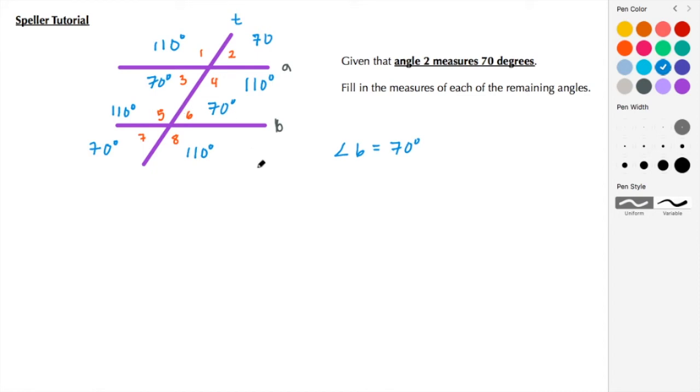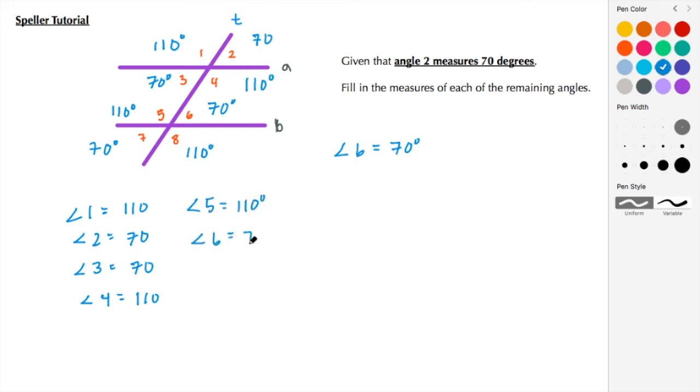So to make this easier to see, let's rewrite. So I have angle 1 is 110 degrees, angle 2 was given at 70 degrees, angle 3 was also 70 degrees, angle 4 110 degrees, angle 5 also 110 degrees, angle 6 70 degrees, angle 7 also 70 degrees, and angle 8 we see at 110 degrees.